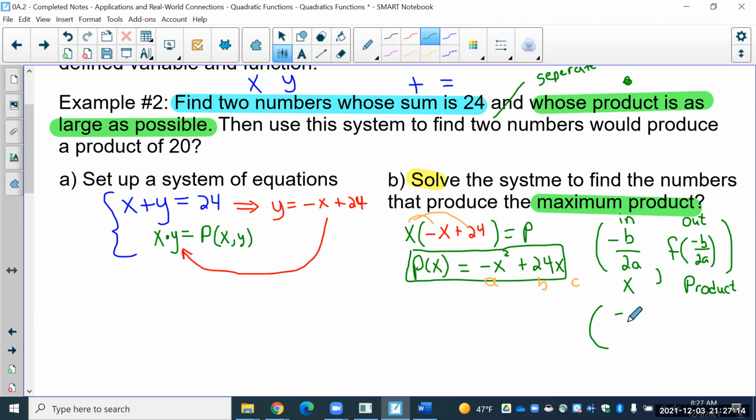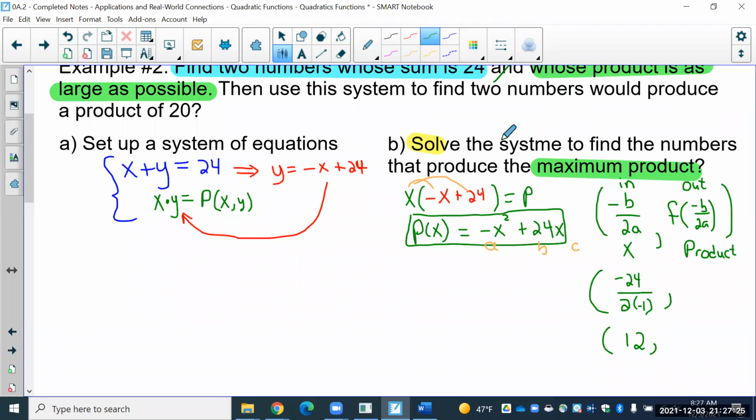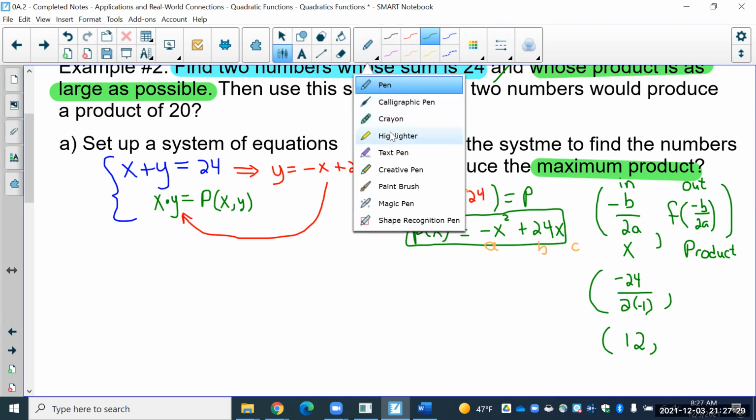So it'll be minus 24 divided by 2 times negative 1. Luckily, I don't even need Desmos for that. Most people, I think, could see that that is equal to 12. So the x value, to answer the question, what numbers do I need? So I'll highlight that in a different color.